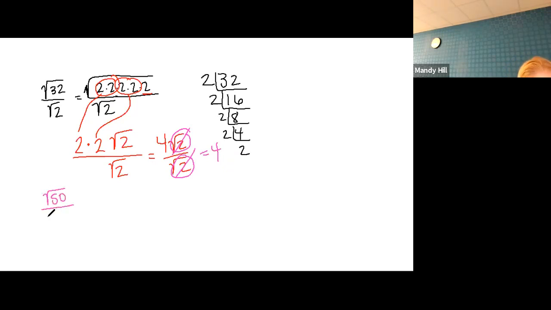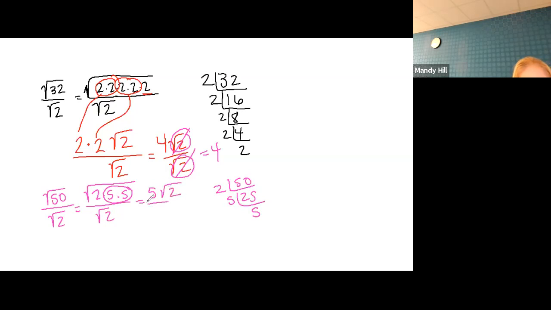Square root of 50 over the square root of 2. 2 is prime, so I'm not going to be able to do anything with that. So I'm going to look at 50. 2 will go into 50 25 times. 5 will go into 25 5 times. So the square root of 50 would be the square root of 2 times 5 times 5. I could have a pair of 5s, so that gets to come out front. Have a square root of 2 underneath.